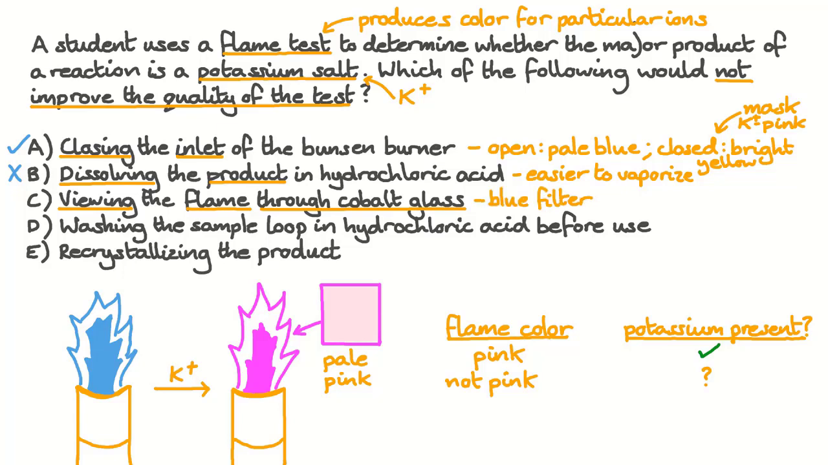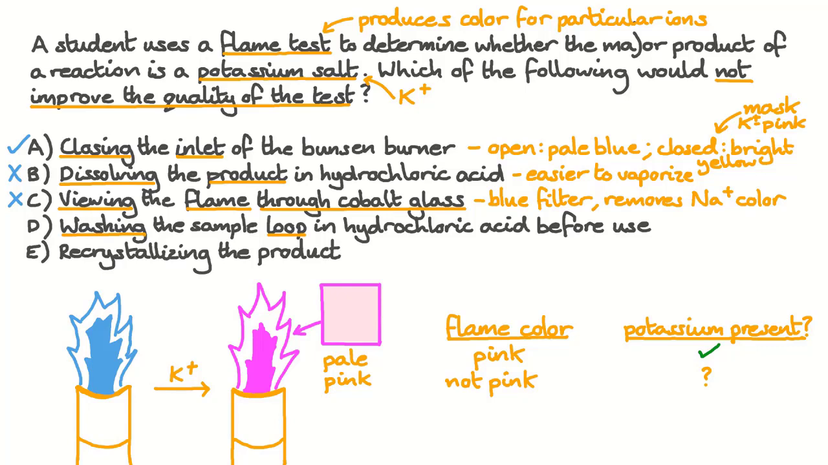What about viewing the flame through cobalt glass? Cobalt glass is a blue filter. Viewing the flame through cobalt glass will remove the orange-yellow bright light from sodium. This will allow the pink colour from potassium ions to come through more clearly, improving the quality of the test. Sodium ions are quite common contaminants, so this is likely to be a good idea.